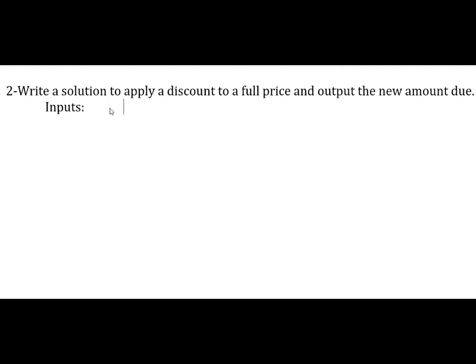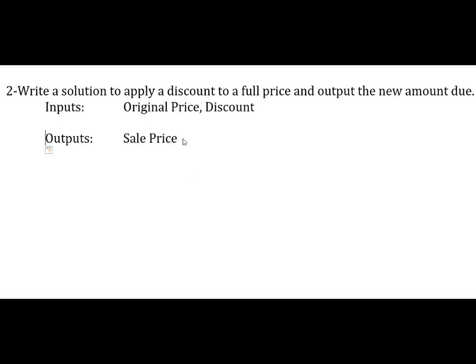Let's look at the next one. If we want to apply a discount to a full price and display the new amount due, we need 2 things. We need the original price and the discount amount. For our output, the only thing we care about is the sale price. So let's go on and do this algorithm.